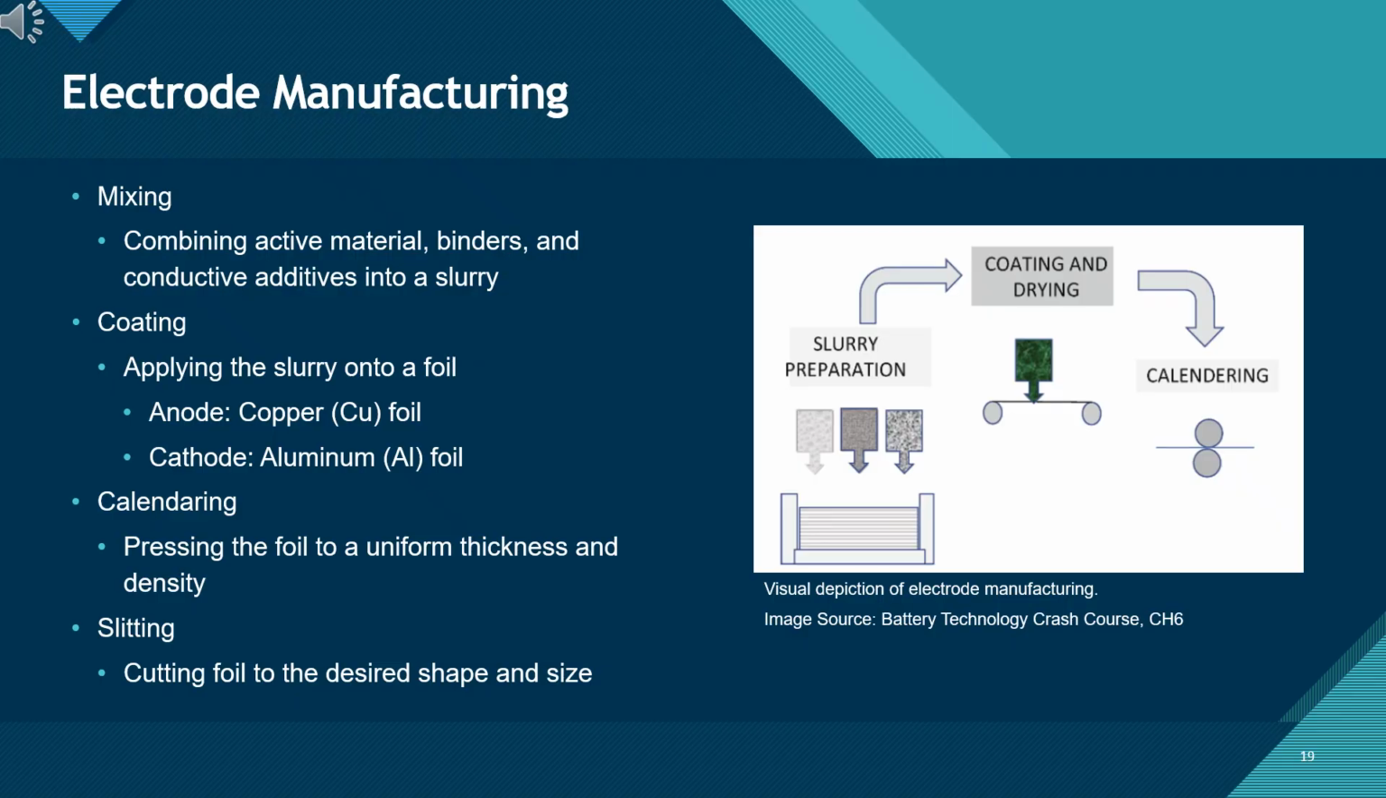Remember the electrode thickness we just discussed in the previous slide? Calendering is the step where we precisely control that thickness to ensure the battery has the right balance of power and capacity. We won't go deeper into the machinery right now because we have entire future chapters dedicated to each one of these boxes. For now, just understand that this is how we turn those powders into the physical sheets inside the battery.